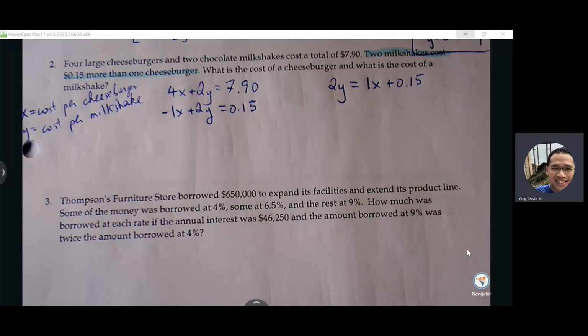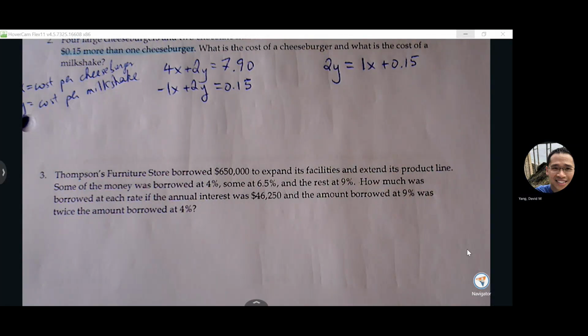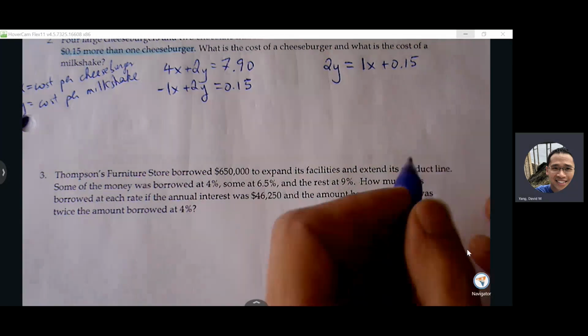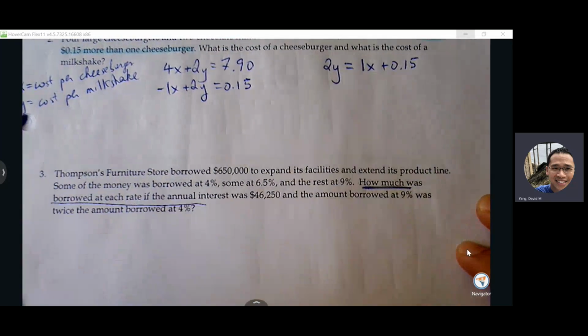Okay, number 3. Thompson's furniture store borrowed $650,000 to expand its facilities and extend its product line. Some of the money borrowed at 4%, some at 6.5%, and the rest at 9%. How much was borrowed at each rate if the annual interest was $46,000 and the amount borrowed at 9% was twice the amount borrowed at 4%? Okay, so that's what we're looking for. We're looking for how much was borrowed at each rate.